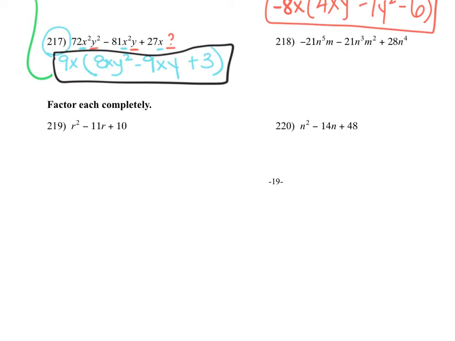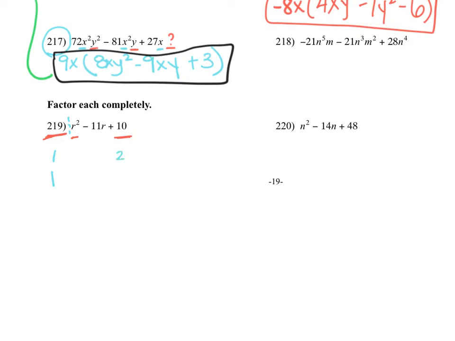And so the first thing you're going to do, let's say we're looking at number 219, we're going to look at our first and our third term. And we're going to look at factors of our first term. So I know that there's an invisible 1 in front of the r squared, and I know that 1 times 1 is 1. And those are the only factors that actually multiply to 1.